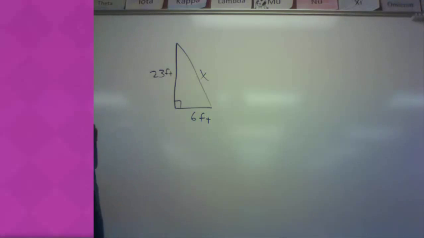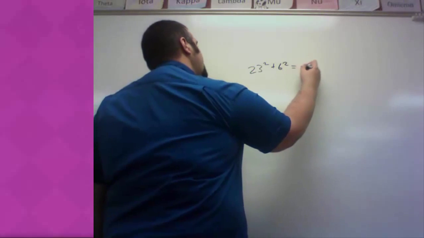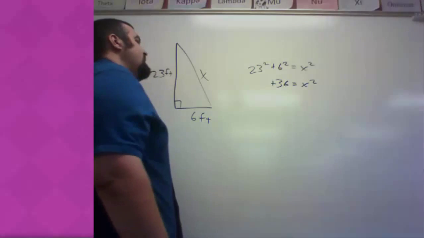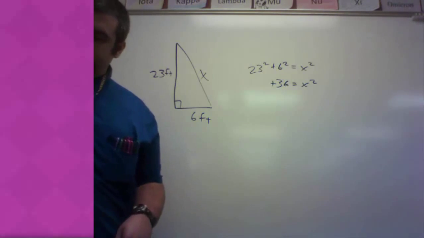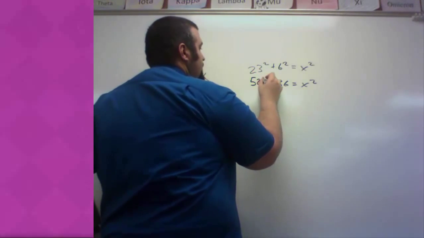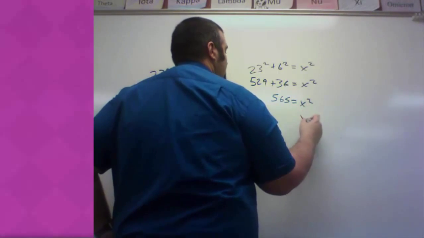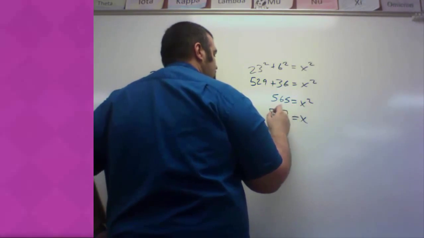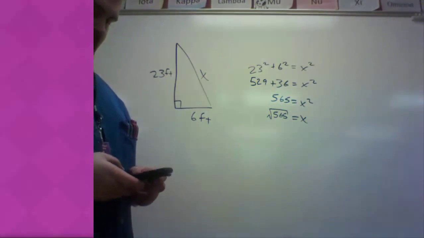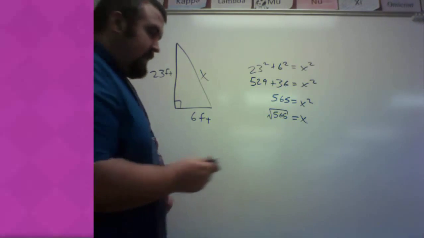Now that I see this, it's just a squared plus b squared equals c squared. 23 squared plus 6 squared equals x squared. Ooh, 23 squared, I'm not sure off the top of my head, so this is where I pull up my calculator. Add the two together, I get 565, and I'm pretty sure I can't reduce this in radical form. So at this point, I would type it in the calculator. Square root of 565, and I get 23.77.